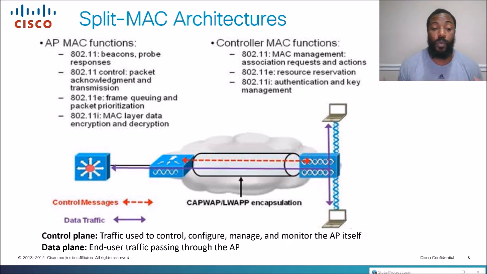And within the CAPWAP tunnel, they use control messages and data messages, right? As you can see right here at the bottom, the control plane is where traffic is used to control, configure, manage and monitor the AP itself. Those are the control messages. Then you have the data plane, or the data messages, which is end user traffic, basically the traffic that the end user is sending, right? His emails, his pictures, or whatever the case may be, that's passing through the AP. That is the data that goes through the data plane.